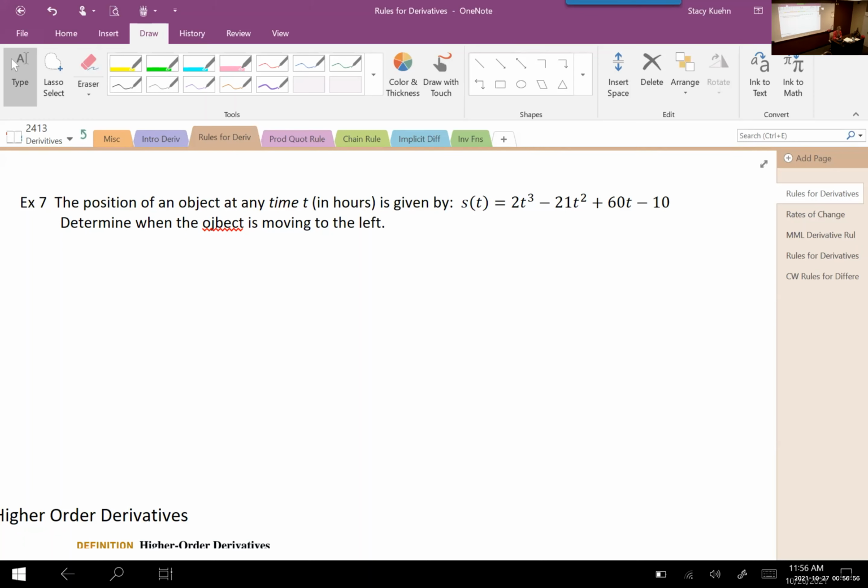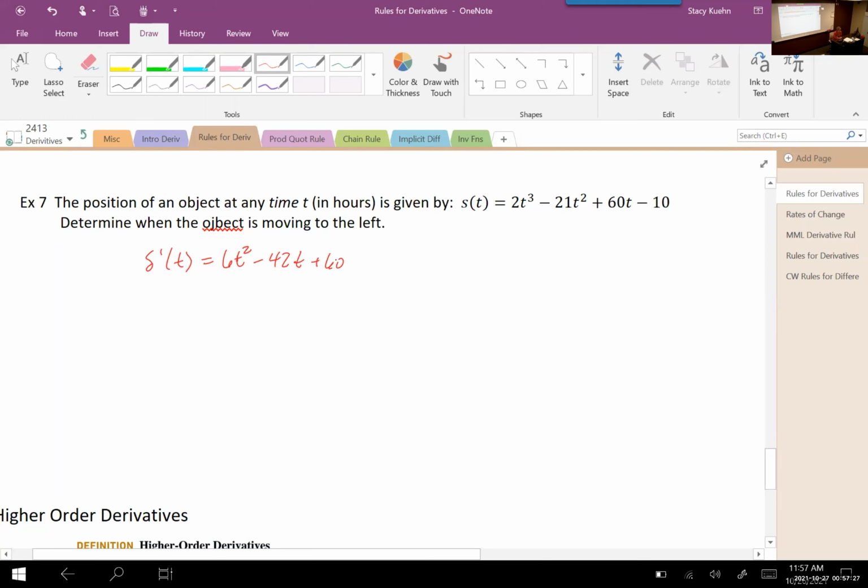I'll explain it in just a second. Let's start by taking the derivative of our function. If I have s prime of t, what would I get for that first term? 6t squared minus 42t plus 60. That is the derivative of the function.